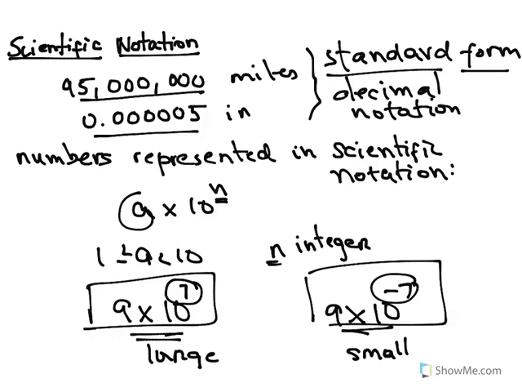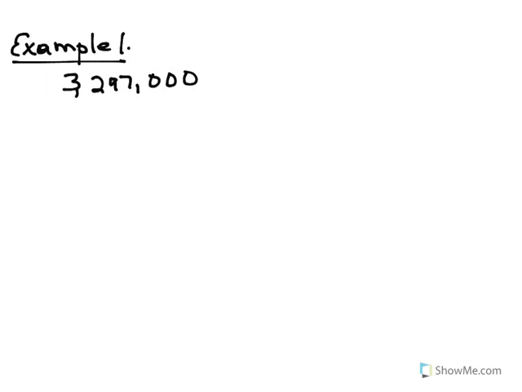We are very familiar with the standard form, so we need to understand how we write a number from standard form into scientific notation. So let's take an example, and we're going to start doing some problems from the book. We're going to take this number, 3,297,000. This is a large number, right? We're going to write it in scientific notation.